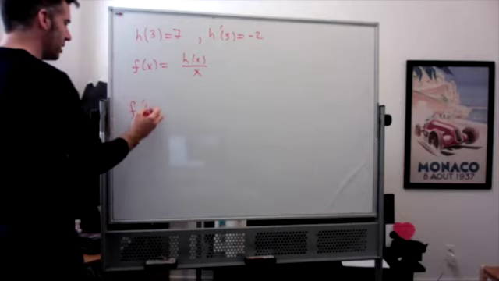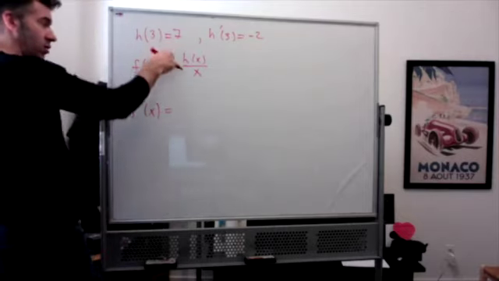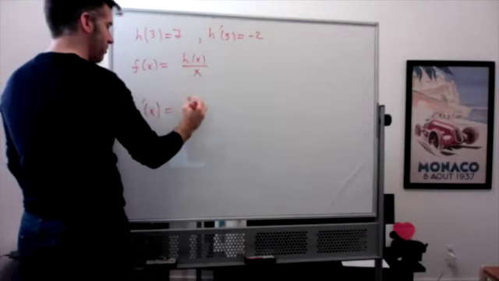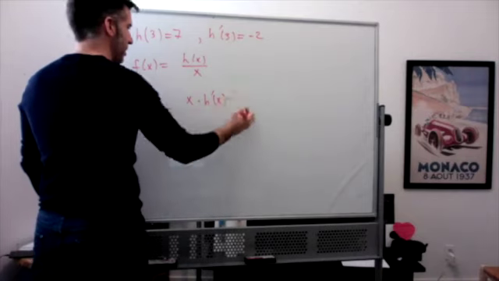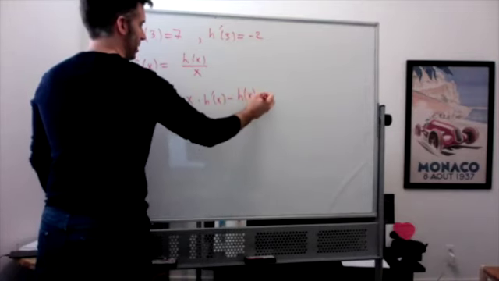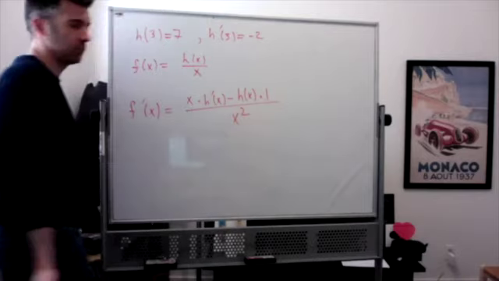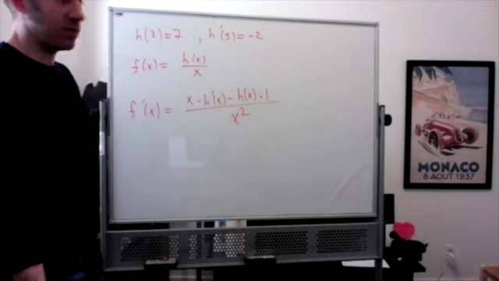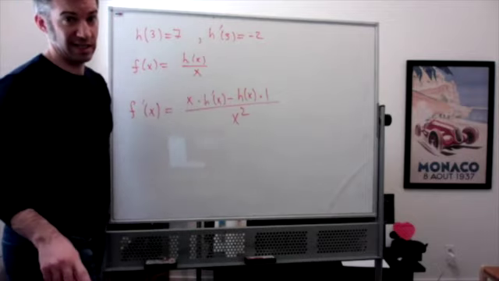So the idea here is we're just going to throw the quotient rule at it, right? I've got the quotient. I'm going to do the bottom times the derivative of the top minus the top times the derivative of the bottom, all divided by the bottom squared. And then we can plug in 3. So I'm just going to literally plug in a 3 everywhere I see an x.